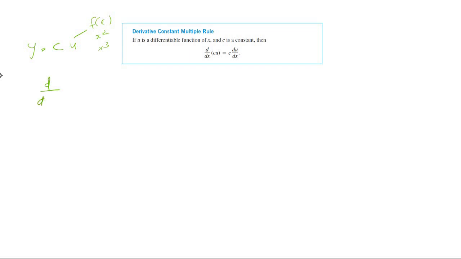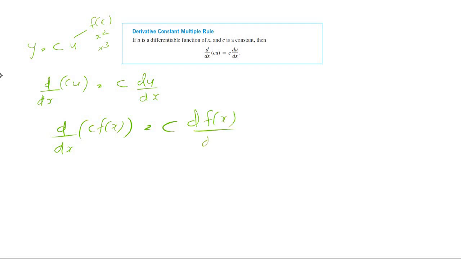Let's say, sorry, not partial derivative: d over dx of cu can be written as c times du over dx. So if I replace u with f(x), because it's a function of x, we can write d over dx of c f(x) as c times d of f(x) over dx.